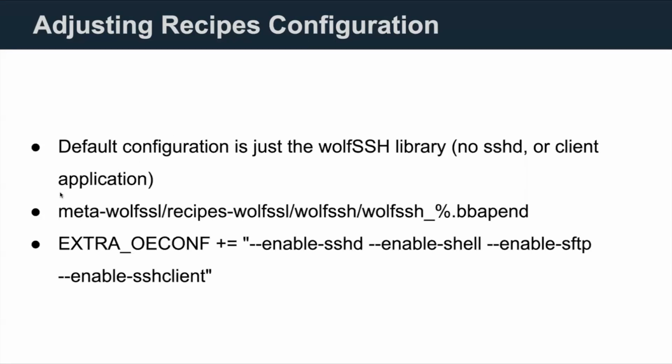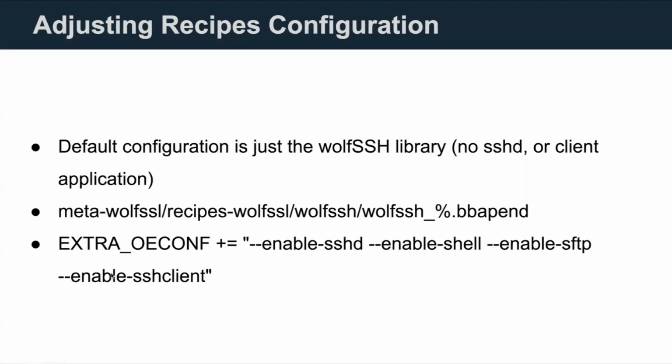To add more configurations, you can add a wolfSSH_%.bbappend. And what that'll do is basically all of the configurations that you can put in there with the EXTRA_OECONF. When it's building wolfSSH, it'll add those options to the autotools configure command that it runs behind the scenes. So in this EXTRA_OECONF here, we added enable-sshd, enable-shell, sftp, ssh-client.